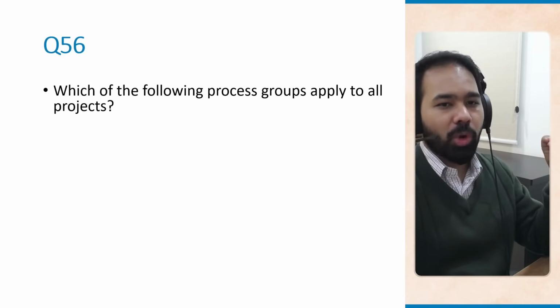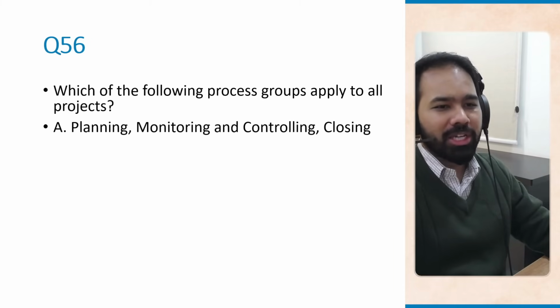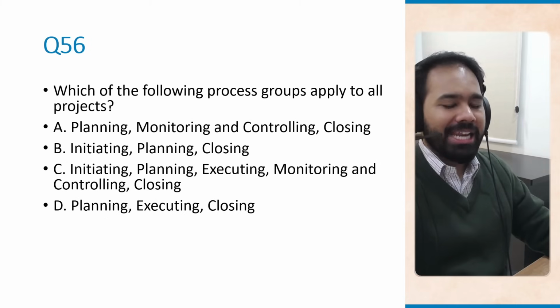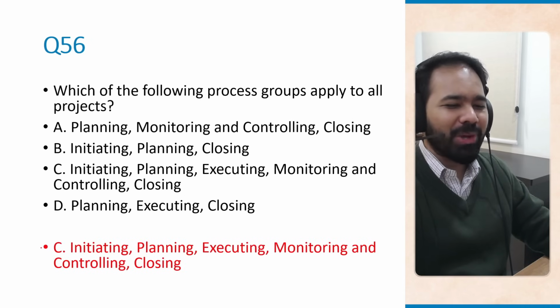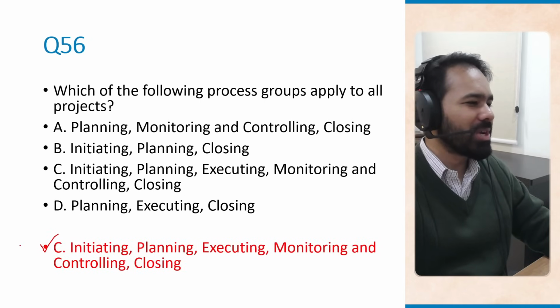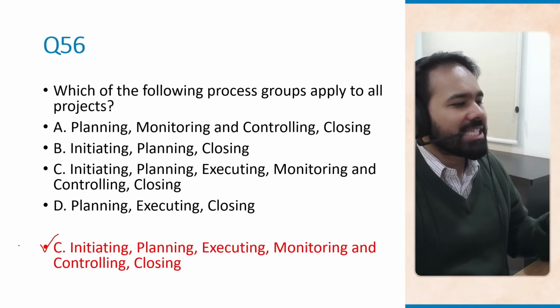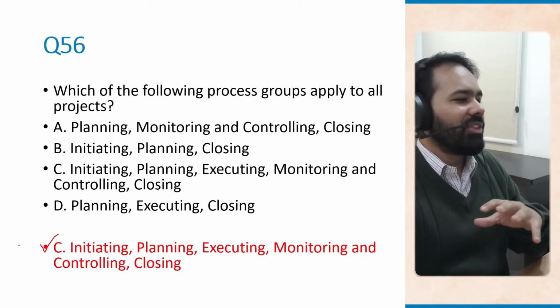Okay, question number 56. Which of the following process groups apply to all projects? Planning, monitoring and controlling, closing; initiating, planning, closing; initiating, planning, executing, monitoring and controlling, and closing; planning, executing, and closing. This is as straightforward a question as it gets, because all process groups are applicable to all projects across the board. No two questions about it.